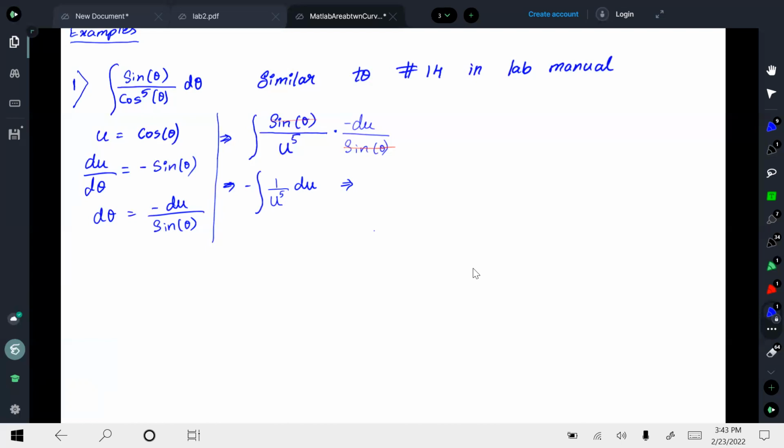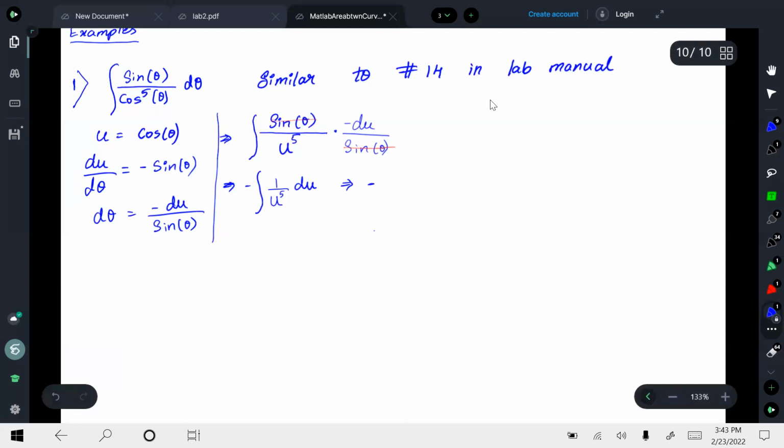I got an answer that is negative 1 by 4 u to the power of negative 4. The answer which I got from Hannawink, that's right. The first answer which you gave me was correct. So, Joseph, thank you for the answer.